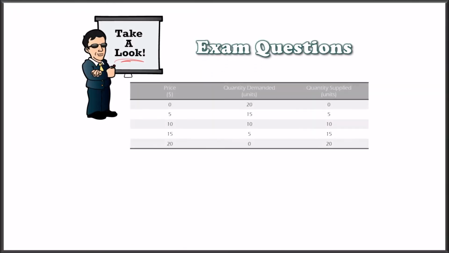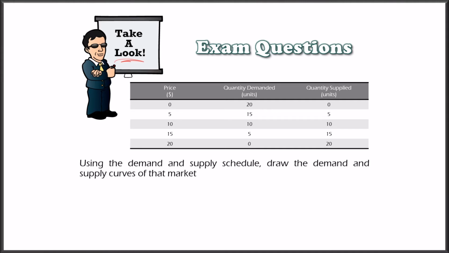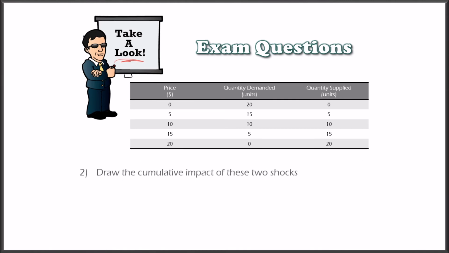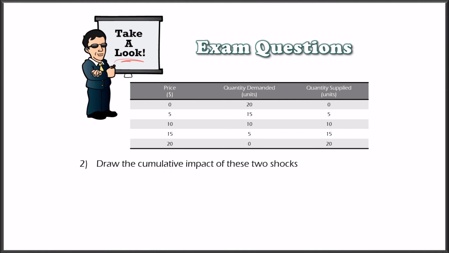Now, try to solve the following exam questions. Using the demand and supply schedule, draw the demand and supply curves of that market. Identify the price and quantity of equilibrium. Let's say that an increase in income leads to an increase in quantity demanded by 3 units at every price. At the same time, a decrease in the price of a related product leads to a decrease in quantity demanded by 2 units at every price. Draw the cumulative impact of these two shocks.